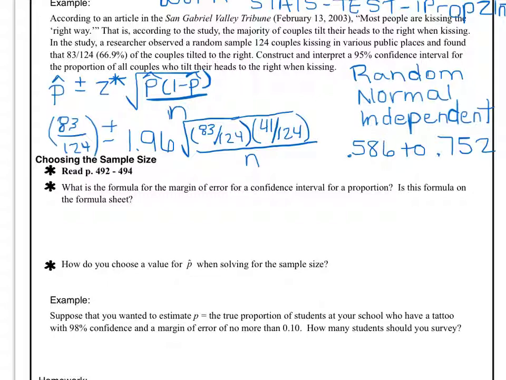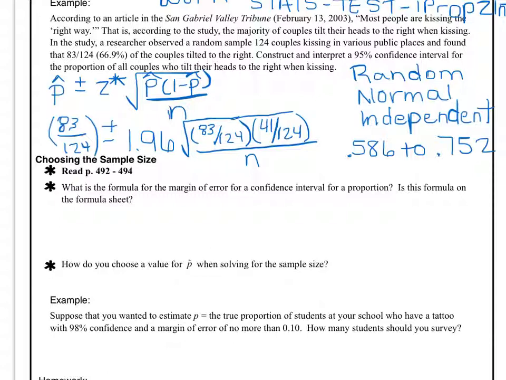Okay, so then the last step would be to conclude, and we would say we are 95% confident that the interval from 0.586 to 0.752 captures the true proportion of all couples who tilt their heads to the right when kissing. So, that's the 4-step process.